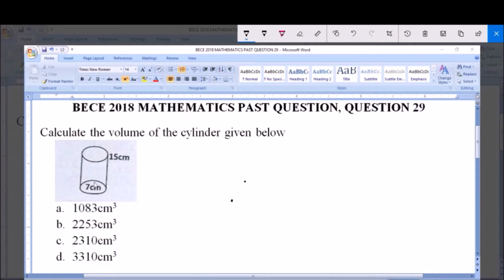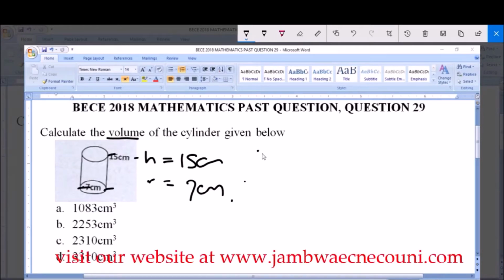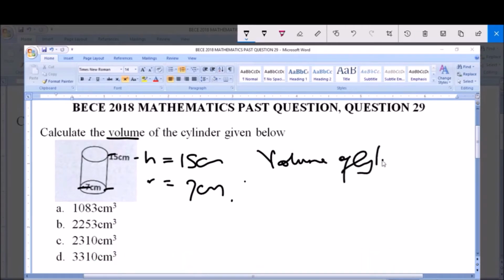Now we have to calculate the volume of this given cylinder. Now this cylinder, this is the height of the cylinder from here to here, and the height is given to be 15 centimeter, that is h is equals to 15 centimeter. And then we are given the radius which is 7 centimeter. R is equals to 7 centimeter. But we are asked to find the volume of this cylinder. Now the formula for calculating the volume of a cylinder is, volume of cylinder is equal to what?